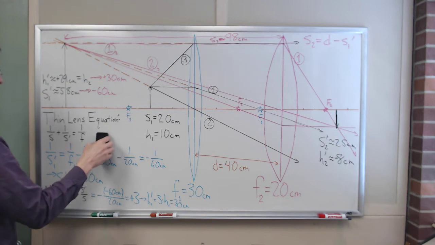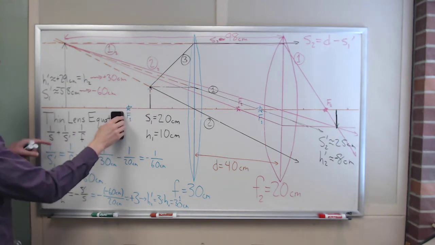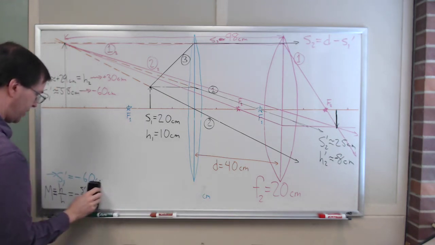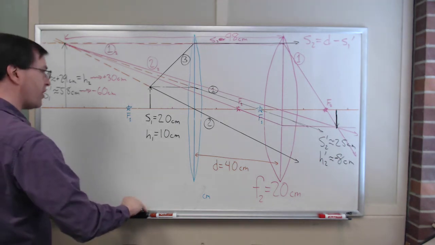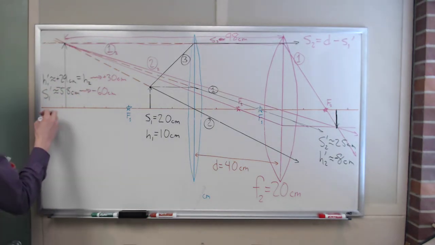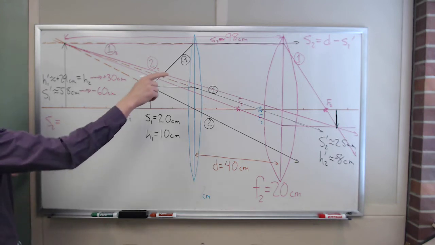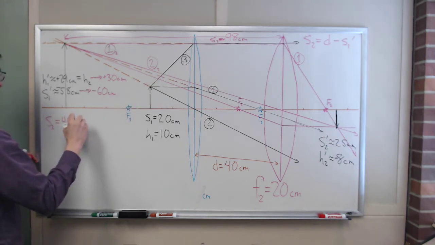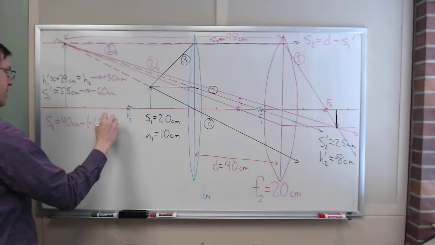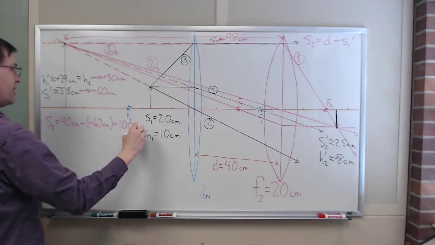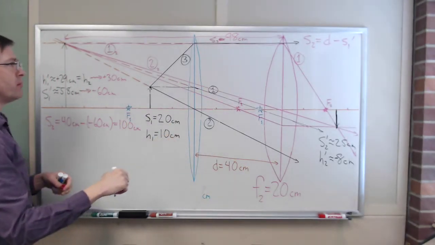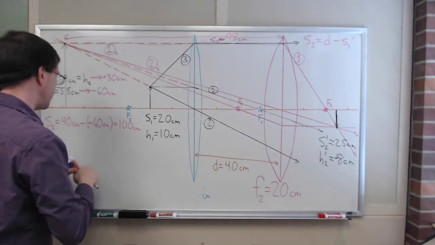Well, I'm going to erase this just because I want to leave the picture there so I can compare. I'm going to use the thin lens equation again. I need to first use this relationship to find the distance of my object from lens 2. I know that S2 is equal to the distance between the two, 40 centimeters, minus S1 prime, which we said was negative 60 centimeters. And that adds up to 100 centimeters. And again, just as 58 was close to 60, 100 is close to 98. So my drawing wasn't quite spot on, but it was good. That's my S2.